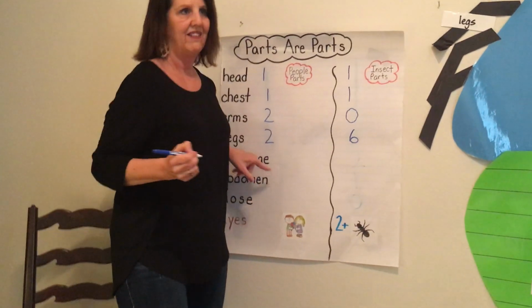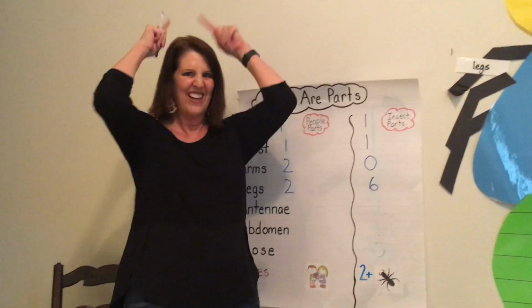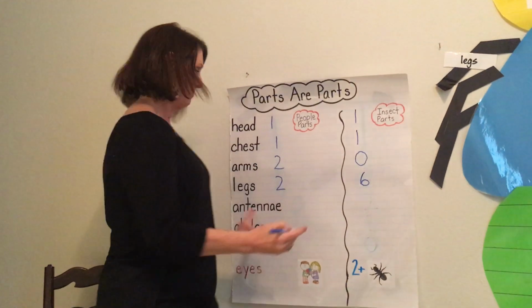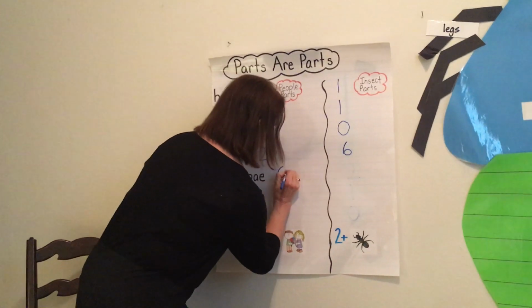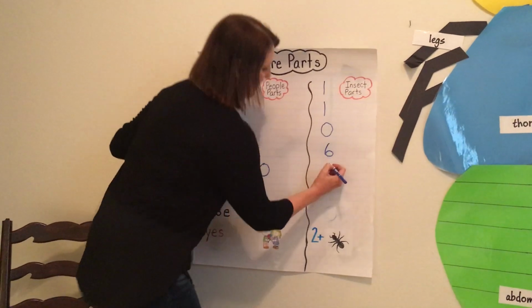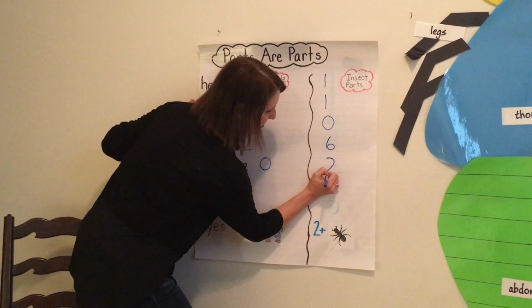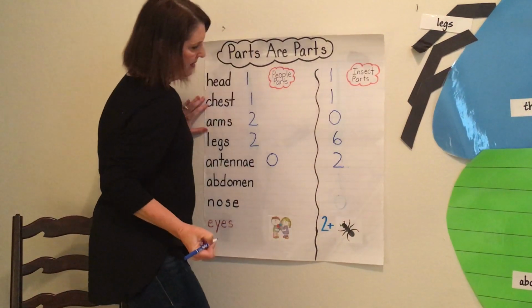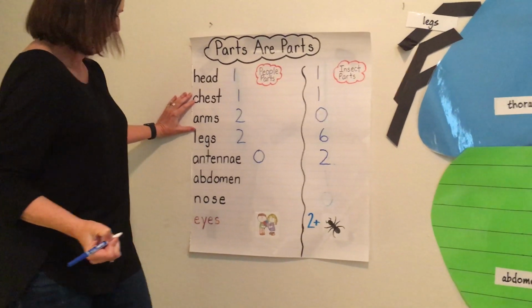Now, do we have any antennae? I don't have anything poking out of my head, so I'm putting 0. But our insect has 2 up here. 1, 2. That's so they can touch, feel, smell, taste sometimes.